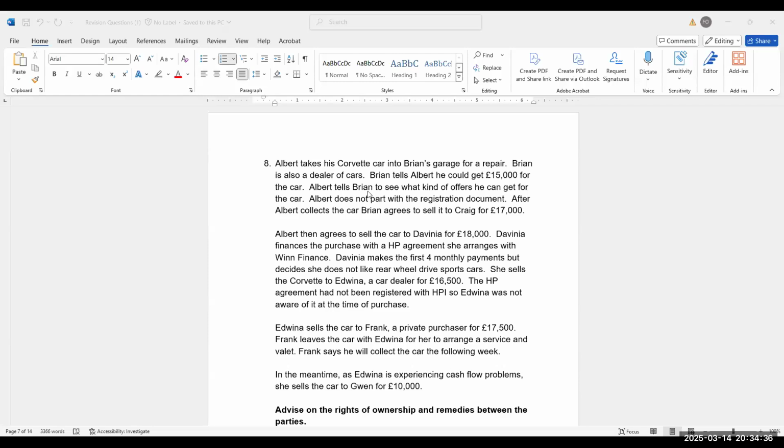So you can see the twist from a dealer, the car goes on to a seller in possession. So as a seller in possession, they're also able to sell to a second buyer. But before we get to that, Edwina is able to pass good title to Frank, and there's nothing in the act which says that the exception must take the delivery.